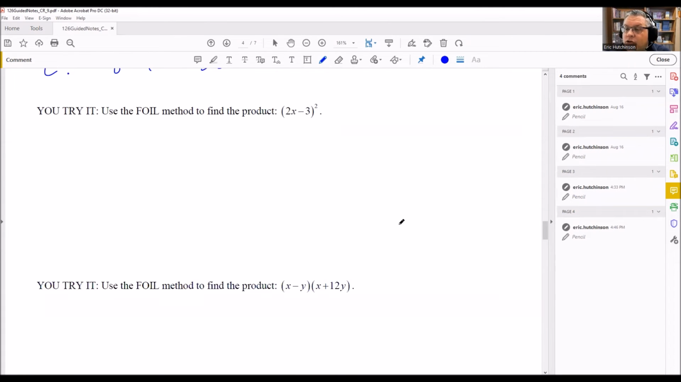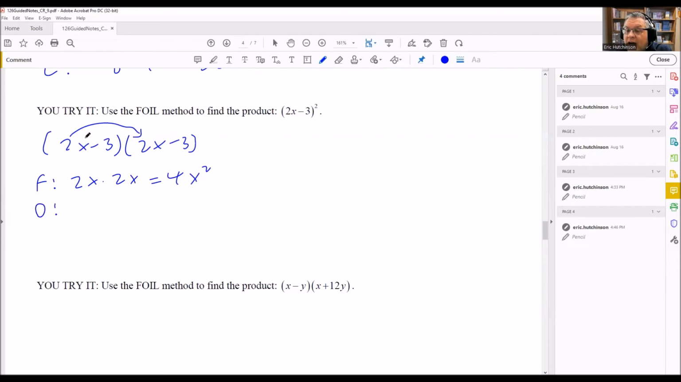Be careful if you're doing one like this that has a square. You're not allowed to distribute the square inside each of those. Instead, you want to first write it out like this, 2x minus 3 and 2x minus 3. You're multiplying it by itself, which is what the square means. We're still going to follow the FOIL process. F stands for the first terms. 2x times 2x is 4x squared.